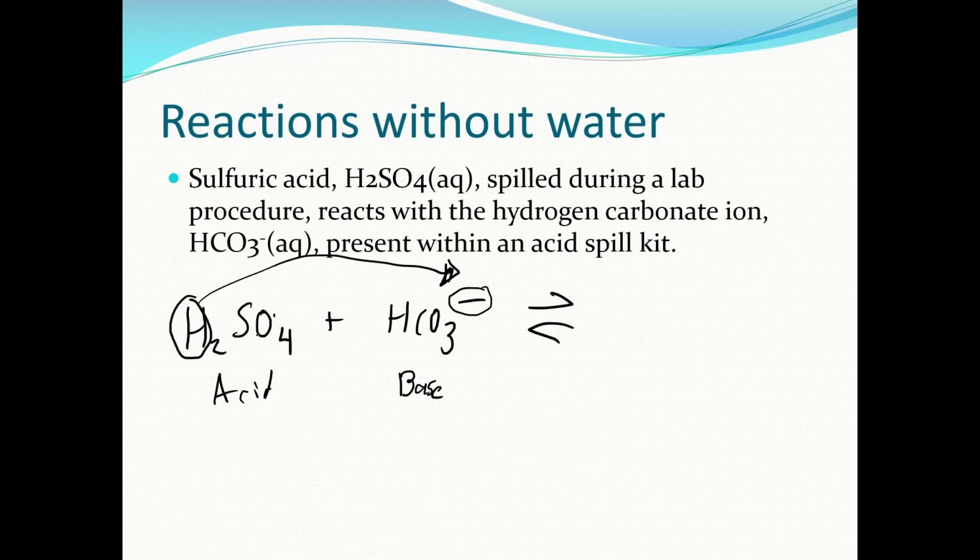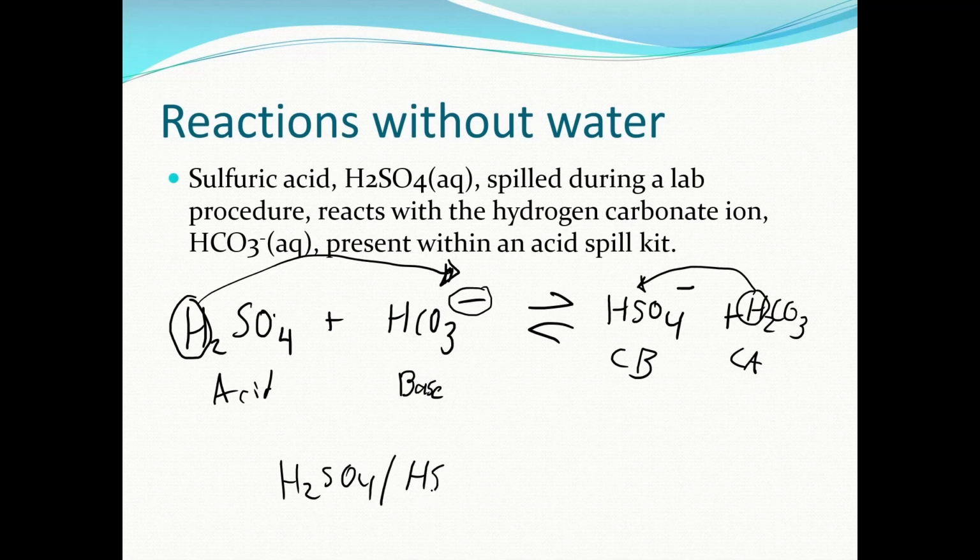Okay, so if H2SO4 gives up a hydrogen, it's just going to be HSO4. And because it gave up a hydrogen, it has a negative charge. This accepted a hydrogen, so HCO3 minus becomes H2CO3. It had a negative charge before, and now it's going to be neutral. We can give that hydrogen back, so this becomes our conjugate acid, and this becomes our conjugate base. H2SO4 and HSO4 minus are one conjugate acid-base pair, and HCO3 minus and H2CO3 are our other conjugate acid-base pair.